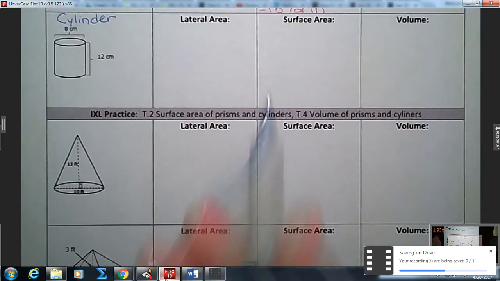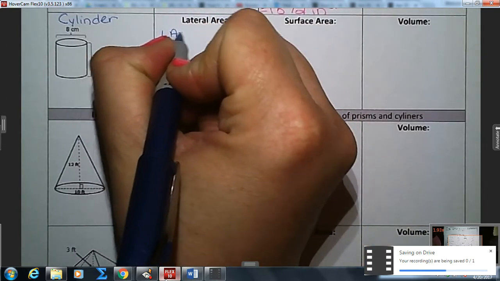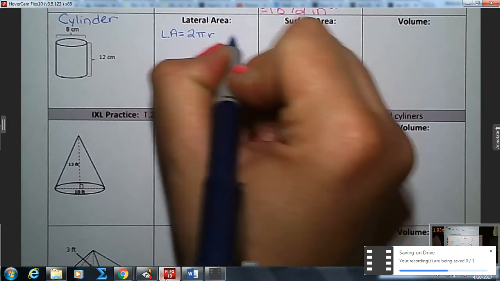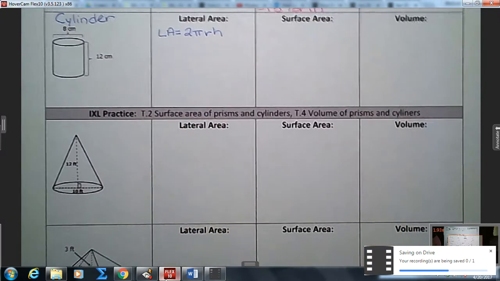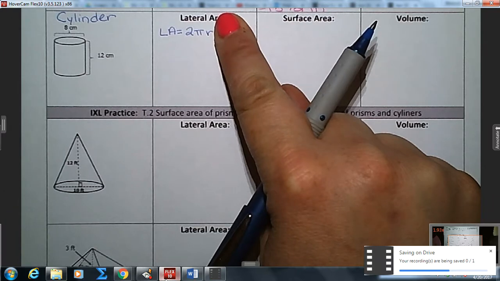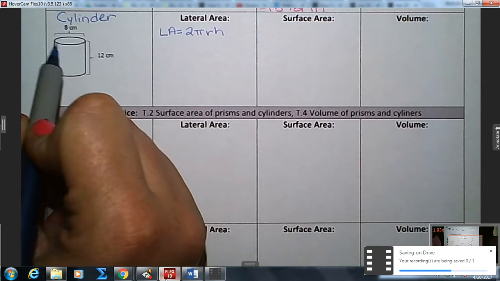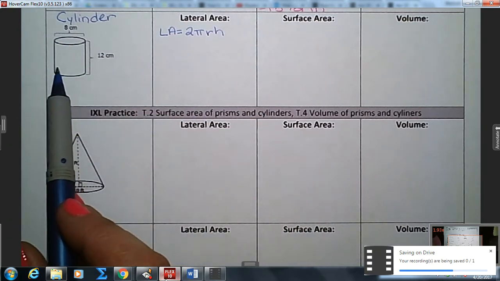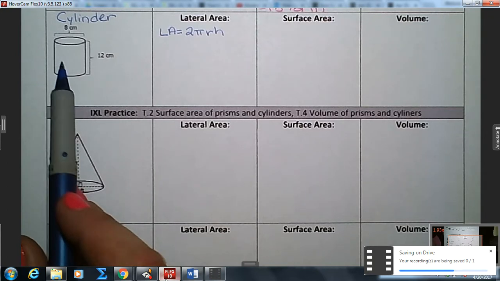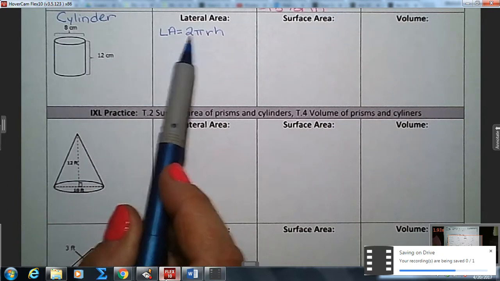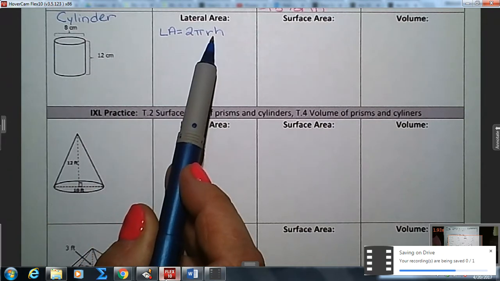Lateral area. Two times pi times r times h. If you recognize 2 pi r, that's the circumference formula. We're taking the circumference of this upper circle times the height of the shape. If you were to cut open the cylinder and lay it out, you would have a rectangle connected to two circles. So this is the length of the rectangle times the width of the rectangle.